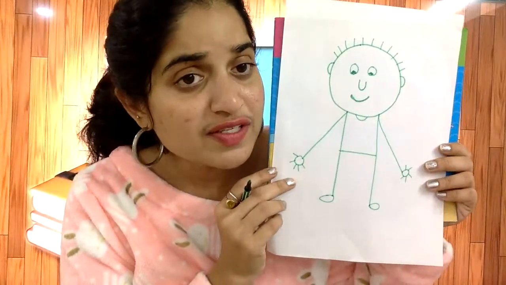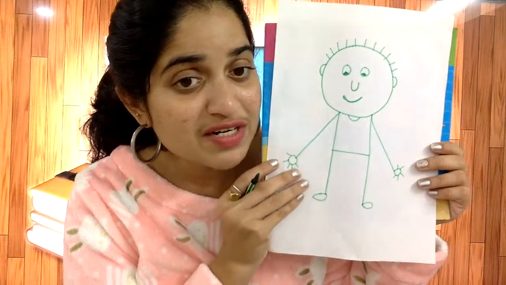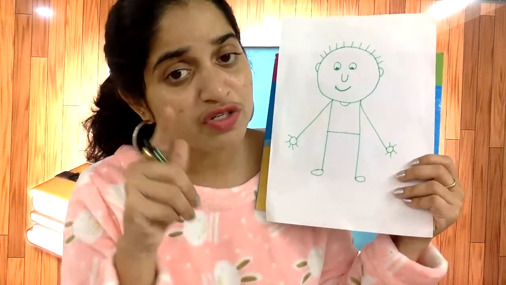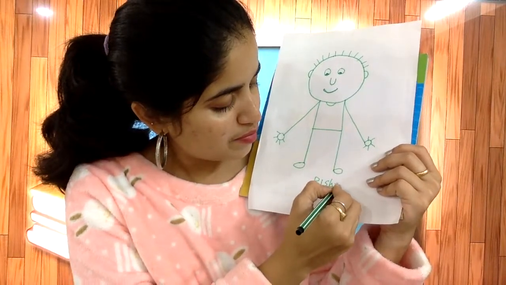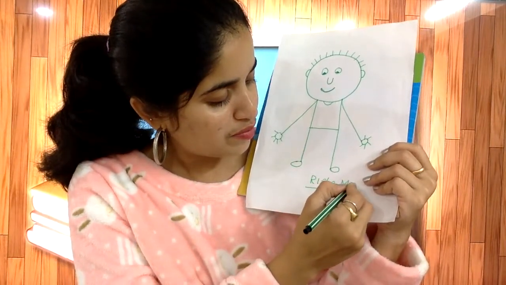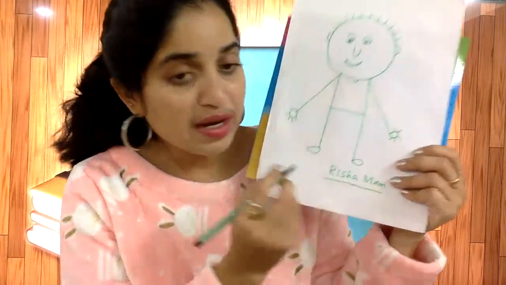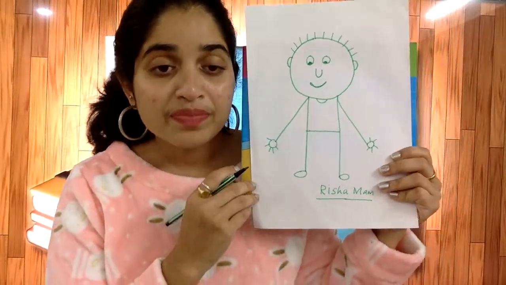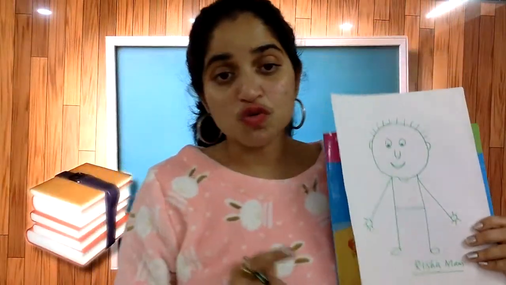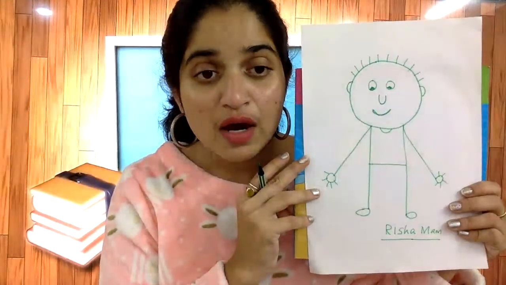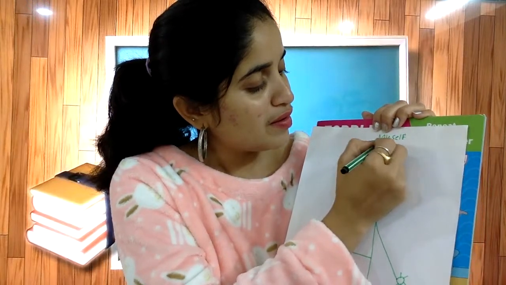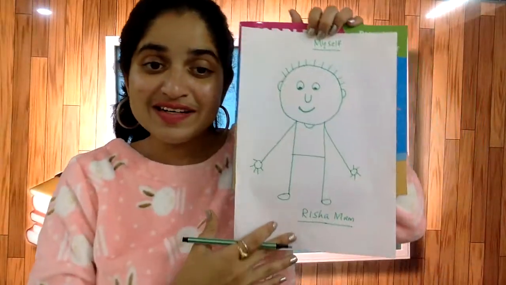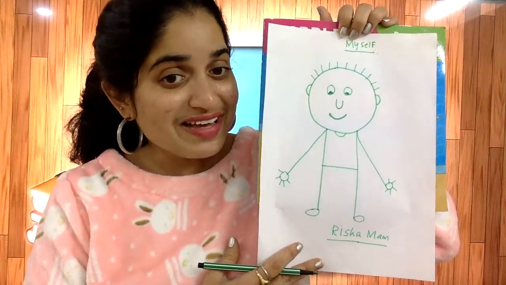myself. And shall we all start writing the name here now? Shall we start writing our name? So let me write my name, and I want you to write your name, okay? What is your name? I wrote Risha Mam. You have to learn the spelling of your name too. All right, children? Fine. This is how you have to draw the picture, myself. This is the very first lesson. Learn to draw yourself. All right, children.